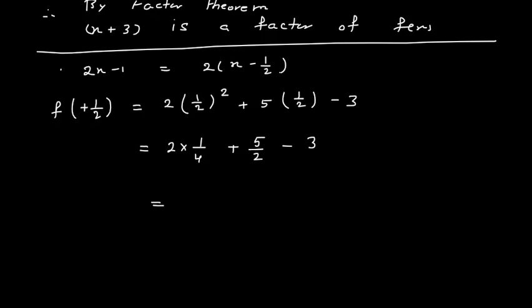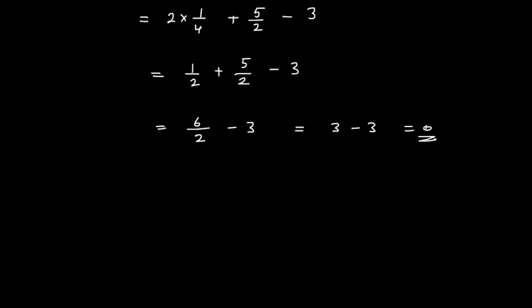So 2 into 1 upon 4 is what? 1 upon 2, plus 5 upon 2 minus 3. So this is 1 plus 5 is 6. It is 6 upon 2 minus 3. Now 6 upon 2 is what? 2 threes are 6, 3 minus 3, and the result is 0. So as the result is 0, I will say that therefore I got f of half as 0.